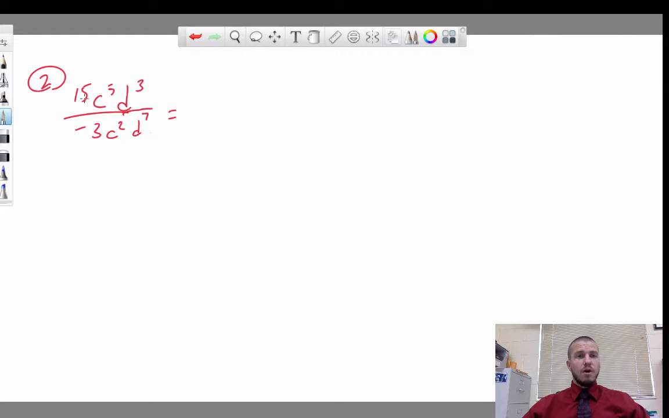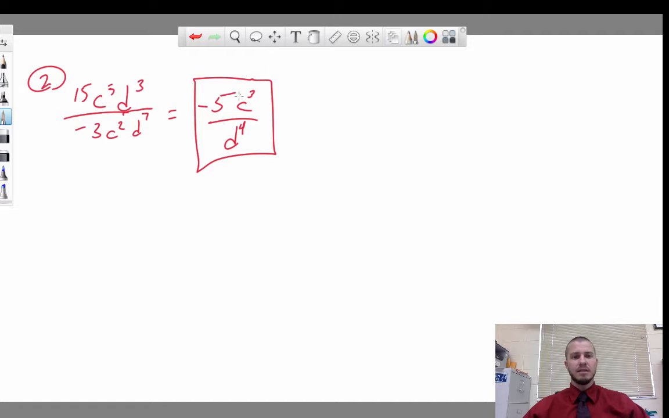So for the second one, the coefficients, I'm actually going to divide, not subtract, because they're not the exponents, they're the coefficients. So that becomes negative 5. The c's, c to the fifth over c squared, I'm subtracting. So that becomes c to the third. And the d, I'm subtracting as well. 7 minus 3 is 4, but it's going to stay in the denominator because that's where the larger exponent is.